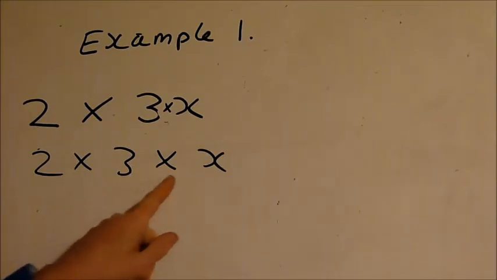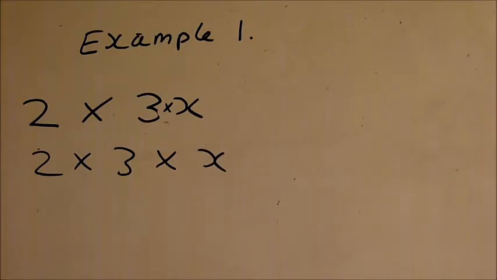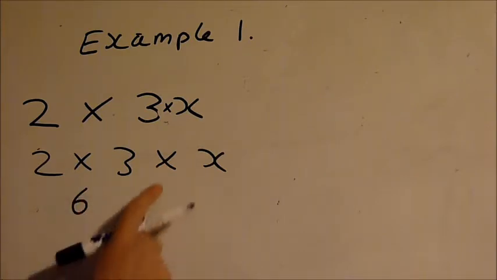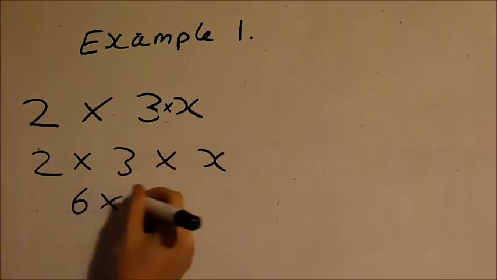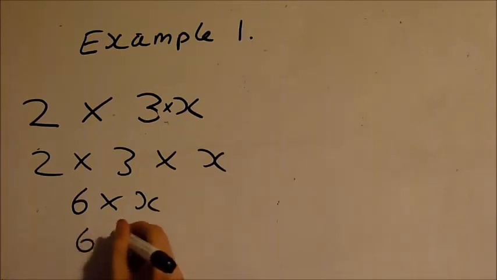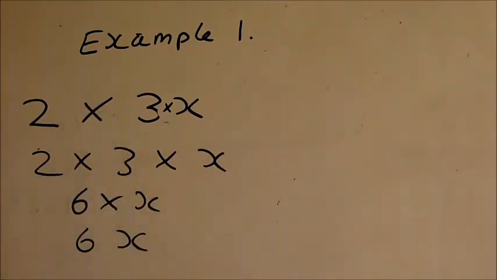Now we can't work out 3 times x because we don't know what x is. But what we can do is work out 2 times 3. So 2 times 3 is 6. And then we've got this bit here, which is times x. And as you all know, when we're working in algebra, we don't like writing the multiply. So we just write that as 6x. And that's it.